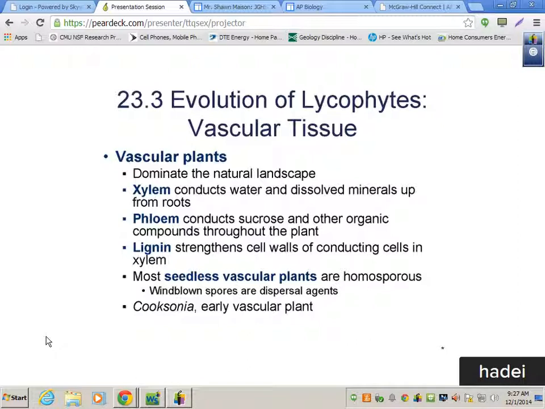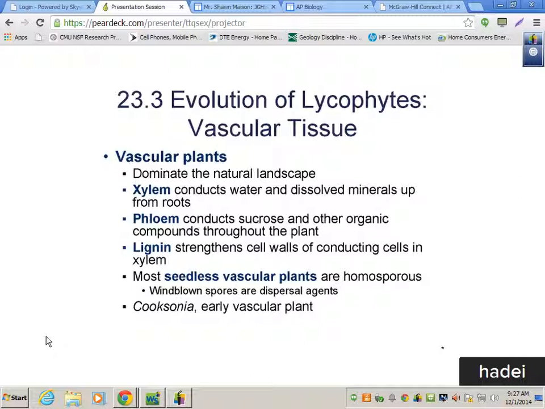Looking now at lycophytes and more vascular tissues, and of course we're going to start to look at xylem and phloem more now. This is where vascular plants start to dominate the natural landscape. When we say vascular, we are talking about xylem and phloem. Xylem conducts water and dissolved minerals up from the roots. So it's like the veins, the blood vessels for the plant. And phloem conducts sucrose and other organic compounds throughout the plant. So this is kind of the liquidy matrix that flows throughout the plant.